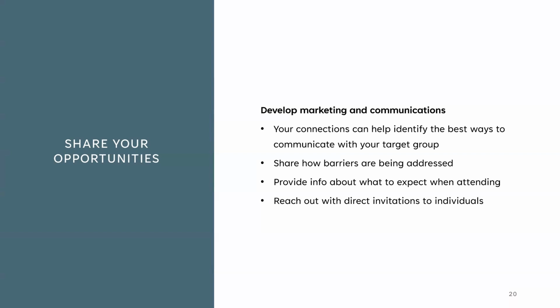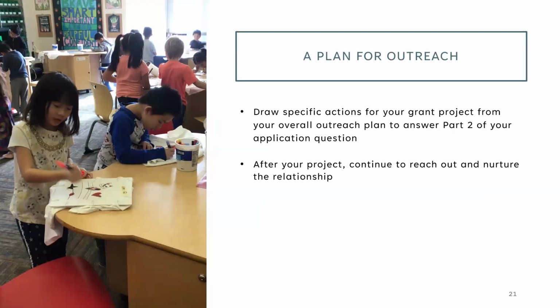And then finally, reaching out proactively with direct invitations to individuals. So now that you've pulled together a more comprehensive outreach plan, you can pull out specific actions that pertain to your current grant project, and you can answer part 2 of that application question.